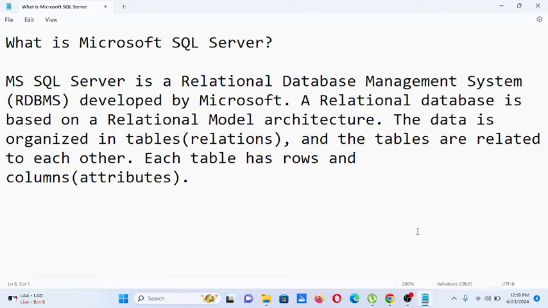Okay guys, so this is the end of my report on what Microsoft SQL Server is all about.